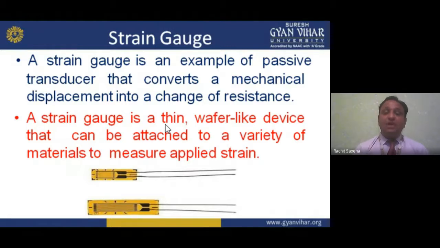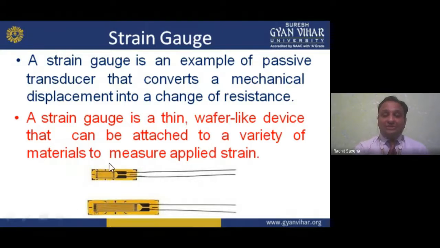So, a strain gauge is an example of a passive transducer that converts mechanical displacement into a change of resistance. Mechanical displacement means something moving, into a change of resistance. Now, a strain gauge is a thin wafer-like device that can be attached to a variety of materials to measure applied strain. Strain we all know, mechanical strain. Gauging that strain means measuring that strain.